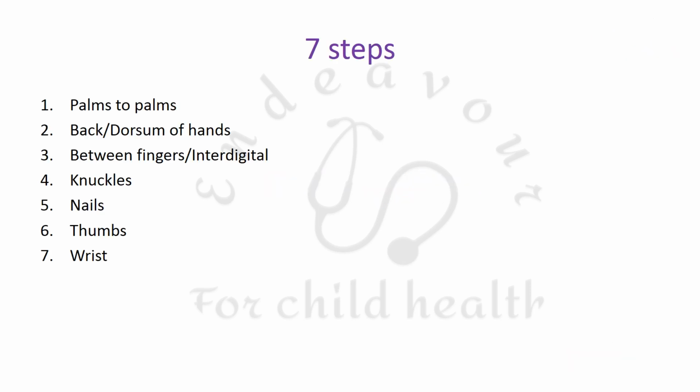There are classically 7 steps: palms to palms, back or dorsum of hands, between fingers or interdigital, knuckles, nails, thumbs, and wrist. Each step should take at least 5 seconds. Of these, 5 steps are done one at a time on each hand. These are back or dorsum of hands, knuckles, nails, thumbs, and wrist.